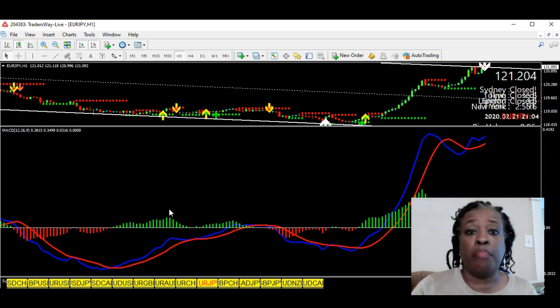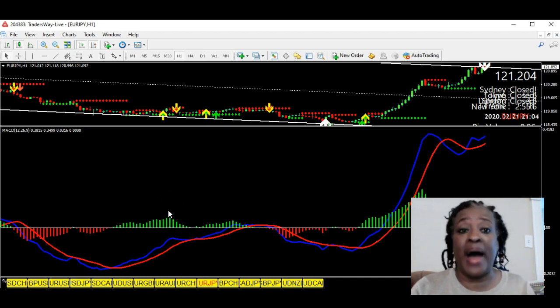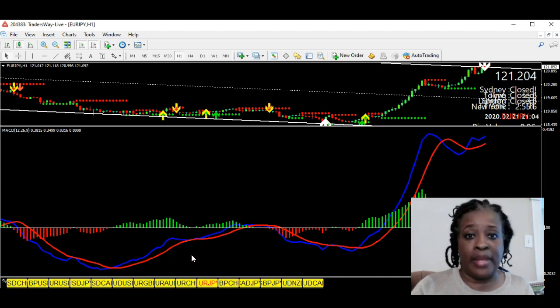you're in bullish territory, meaning the buyers are more dominant or stronger at that time in the market, right? And then when the moving averages are below the 0 line, the bears or the sellers are more dominant. They have more strength in the market.